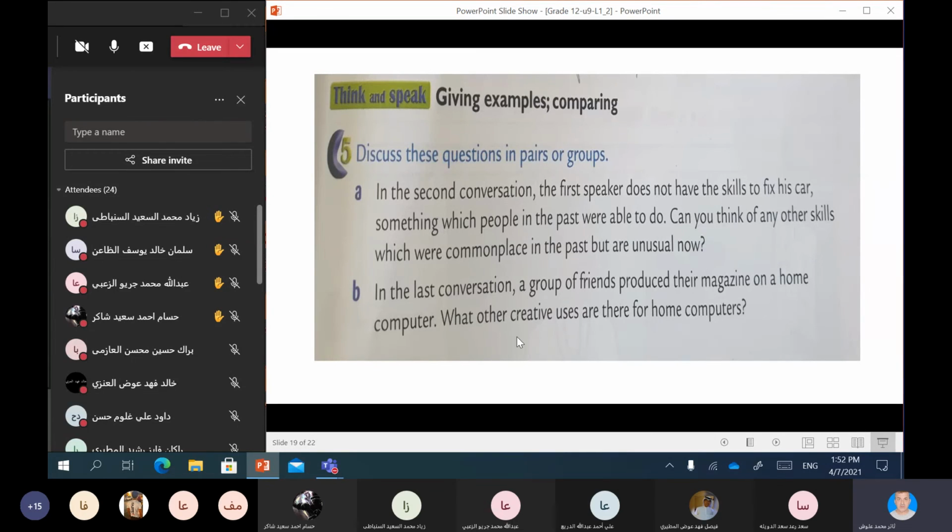Thank you. We can use the computer to study. Is this creative? No. This is not creative. You can design machines using the computer. You can design buildings. Okay. You can also use the computer to do research. These are creative uses. Okay.